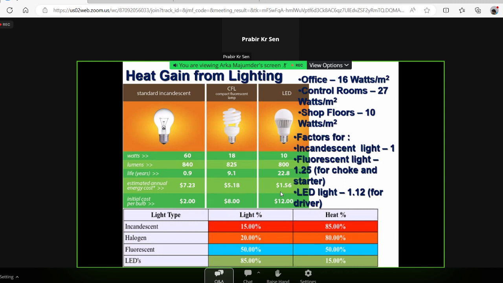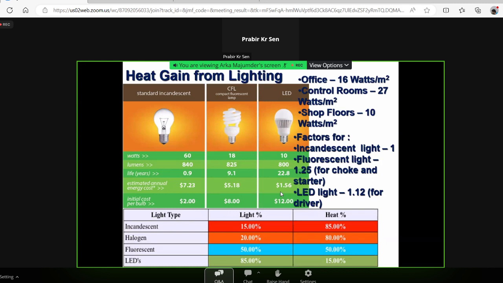For CFL or fluorescent light, you use an 18 watt light, but you have a choke and starter additionally for this light. Those will also be generating heat and dissipating. So to take care of this choke and starter, you multiply the 18 watt by 1.25. So add another 4.5 watts. So 22.5 watts.